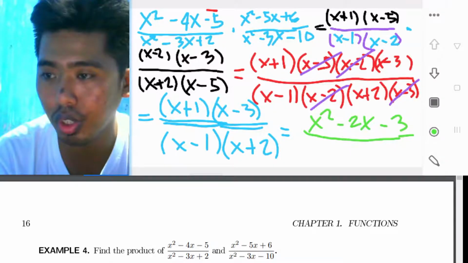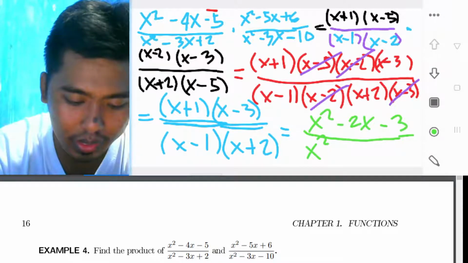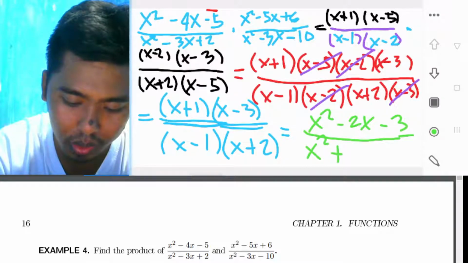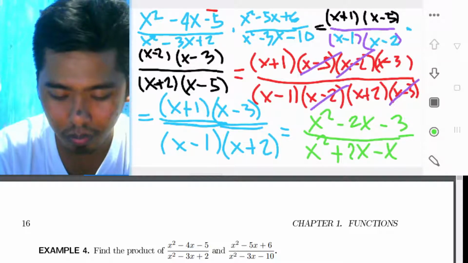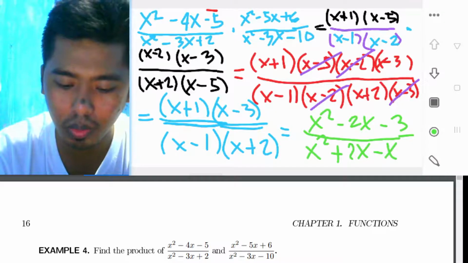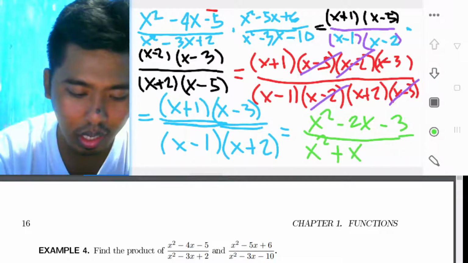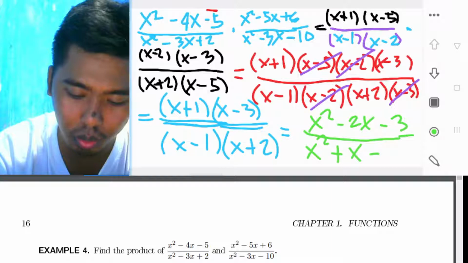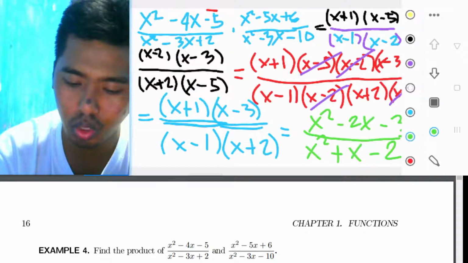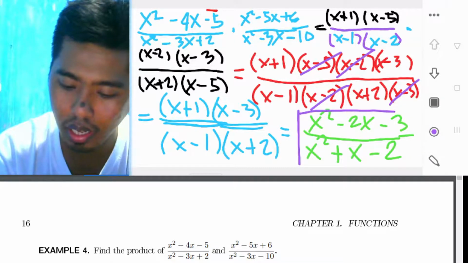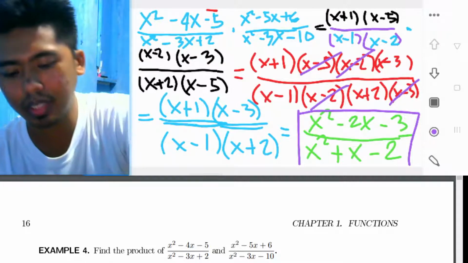Distribute. FOIL method, you can use that one. x times x, that would be x squared. x times 2, that would be positive 2x. Negative 1 times x, that would be negative x. We will add them because they are like terms. 2x minus x would be positive x. Okay. Now, negative 1 times positive 2 is negative 2. So, therefore, your denominator is x squared plus x minus 2.